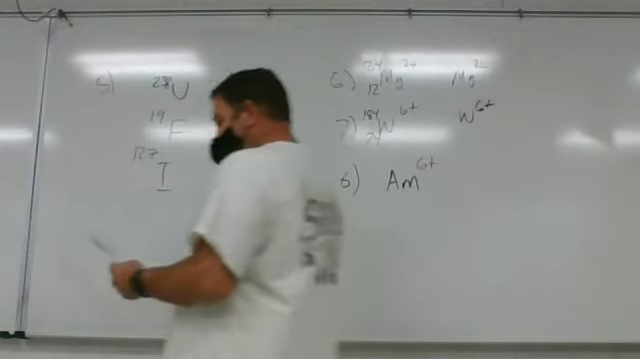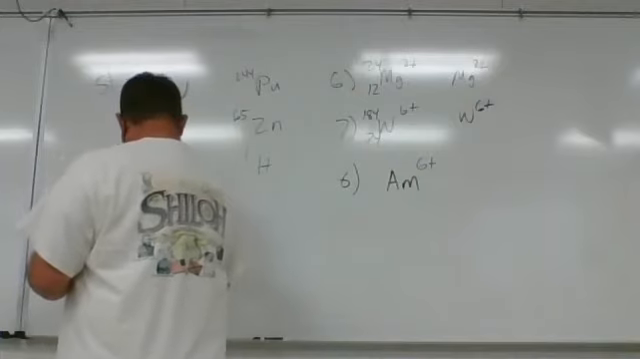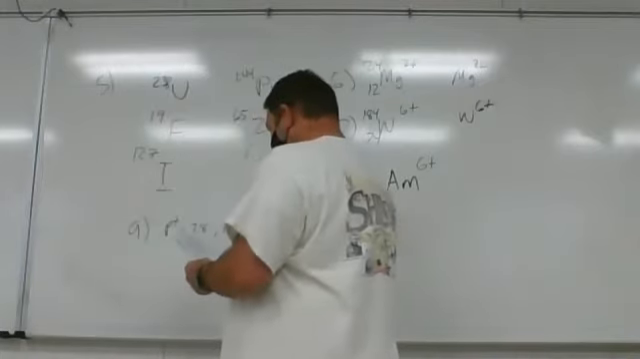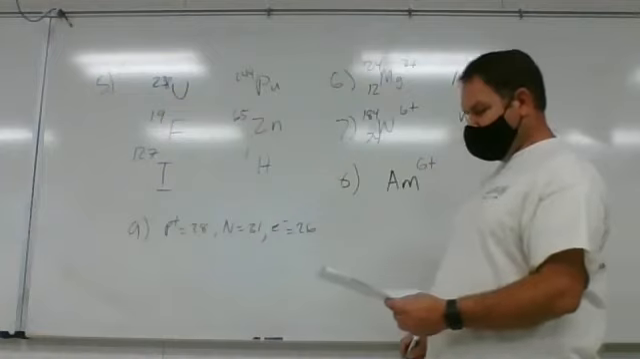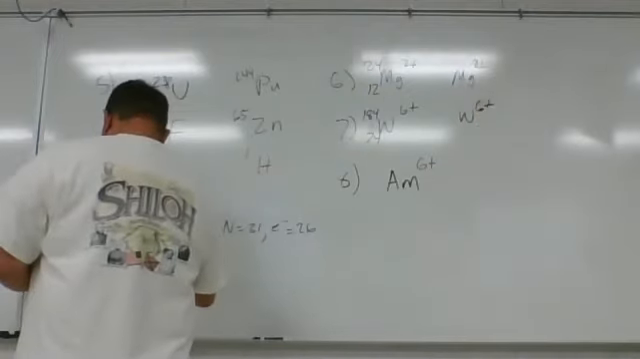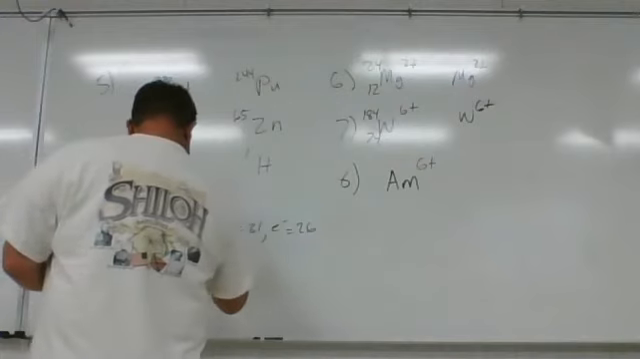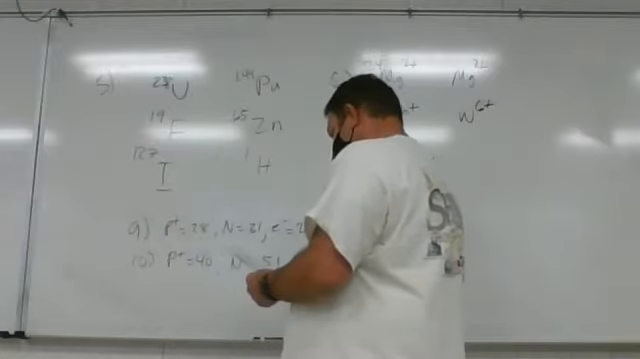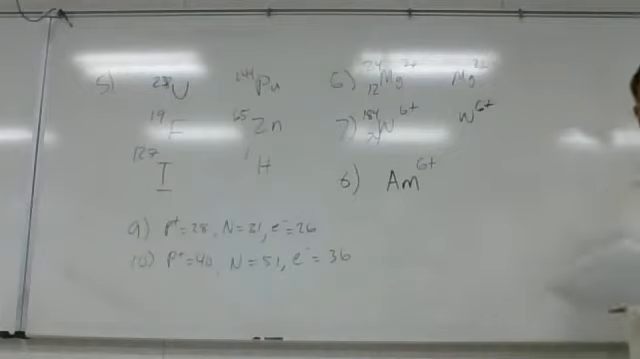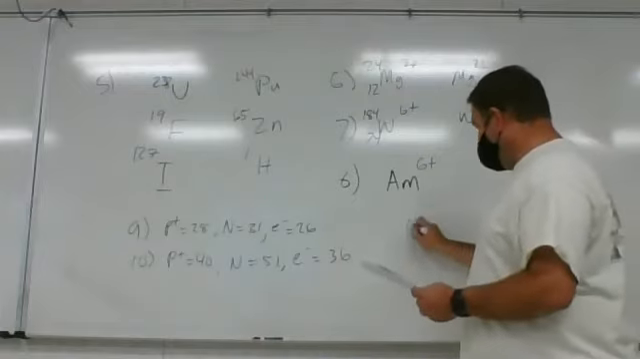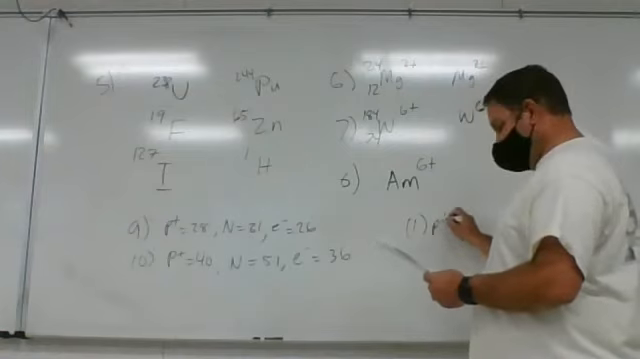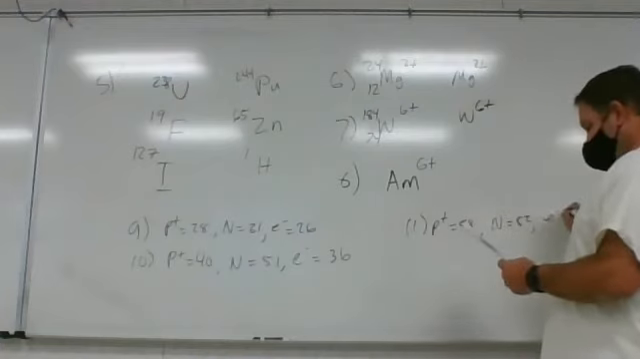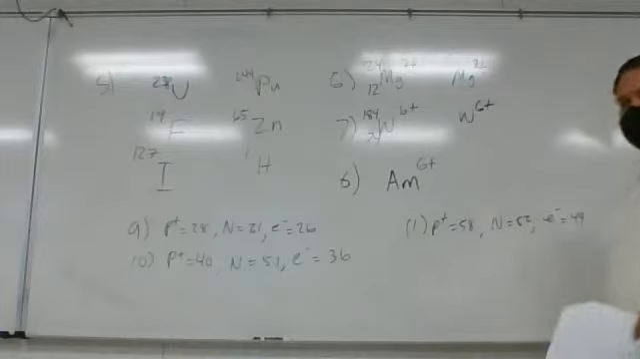Okay, let's jump then to 9. 9 should be protons 28, neutrons 31, and electrons 26. Okay, 10 should be protons equals 40, neutrons is 51, and electrons is 36. Okay. And then 11, protons 58, neutrons 82, and electrons 49.